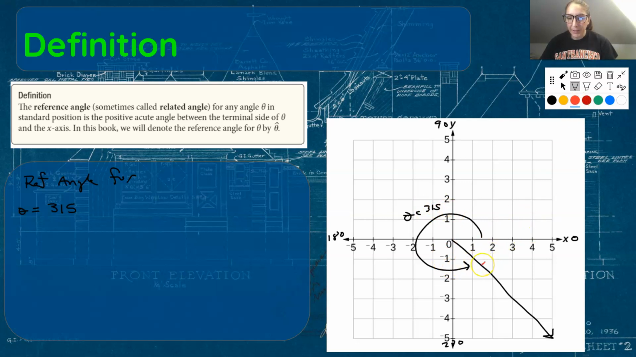Well, my reference angle is the angle that the terminal side makes with the x-axis. I know this is 360 degrees, and I've already gone 315 degrees. So all we're doing is just a simple subtraction. What's 360 minus 315? That's how we'll figure out the reference angle. And in this case, it's 45 degrees.